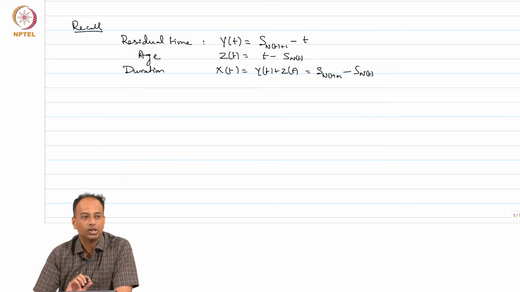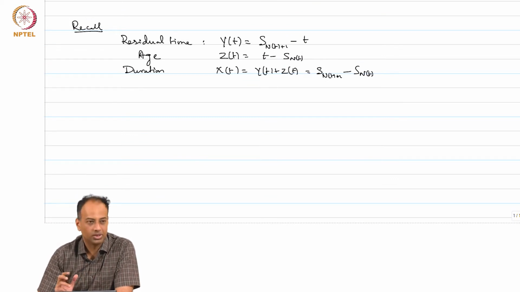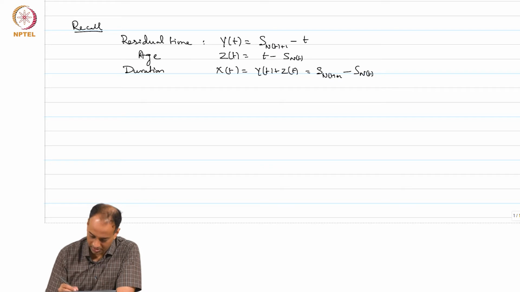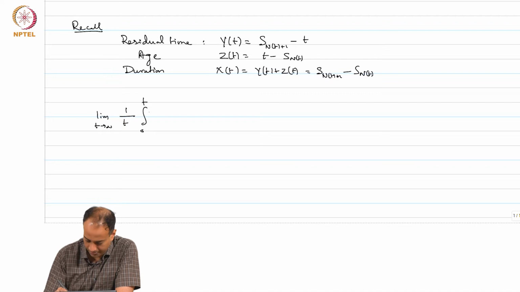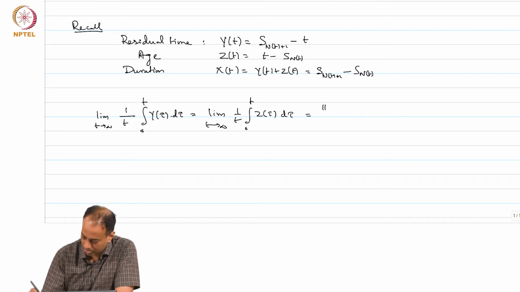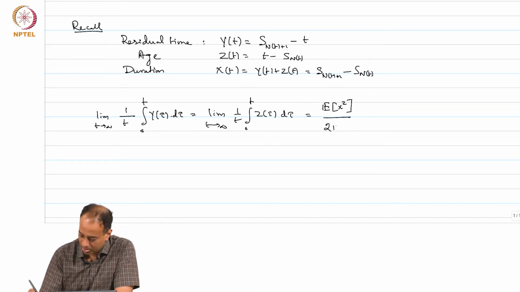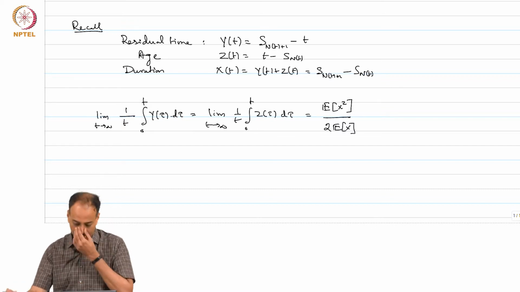Yesterday we were able to use essentially the strong law of large numbers to work out the time average residual life, time average age and time average duration, right. We proved, for example, that in the limit t tending to infinity, 1/t times the integral from 0 to t of Y(τ) dτ is equal to the limit of 1/t times the integral from 0 to t of Z(τ) dτ, both are equal to the second moment of the interval over 2 X bar, almost surely.